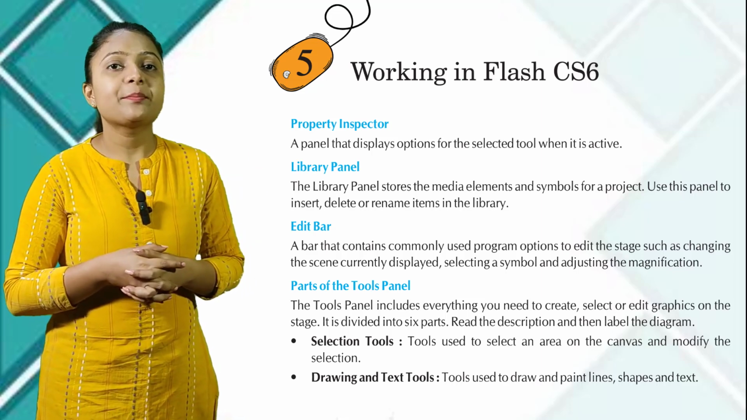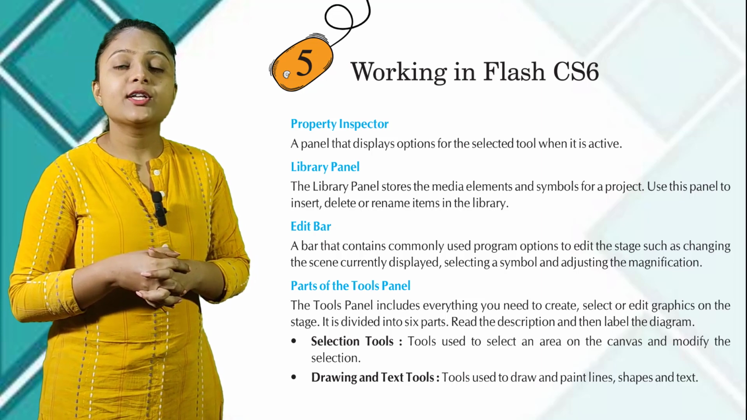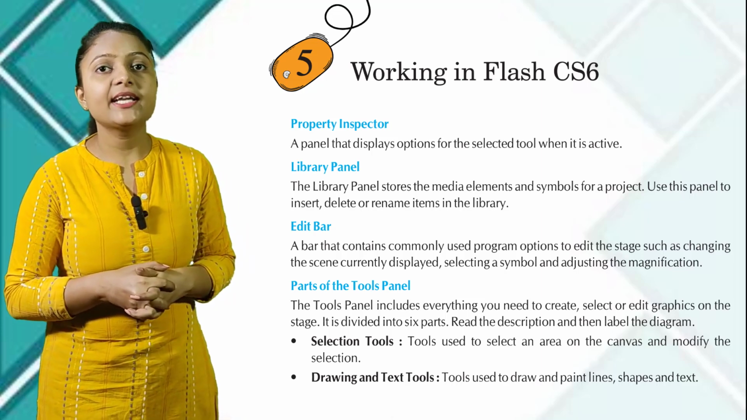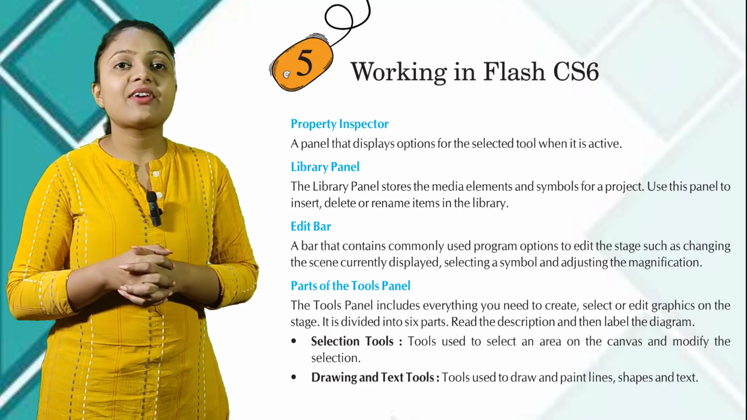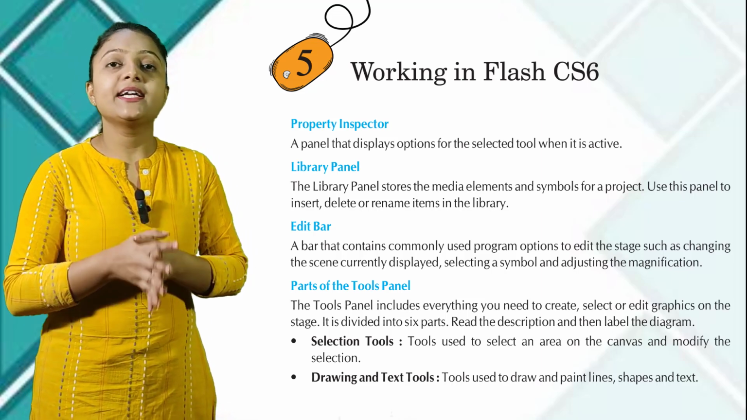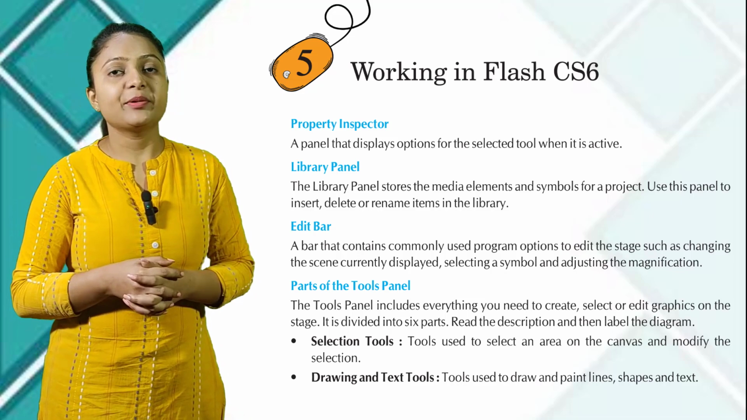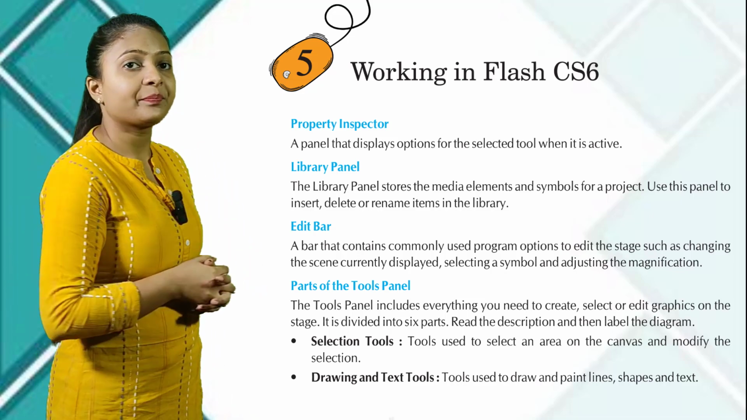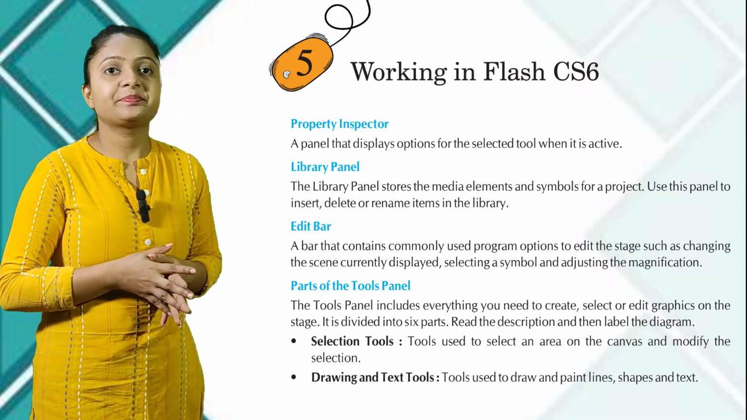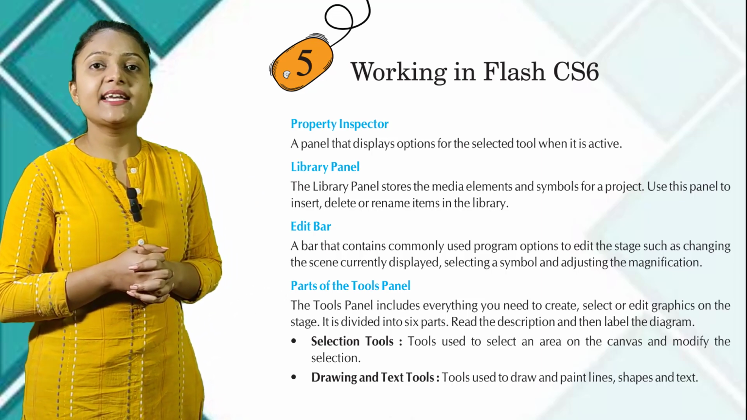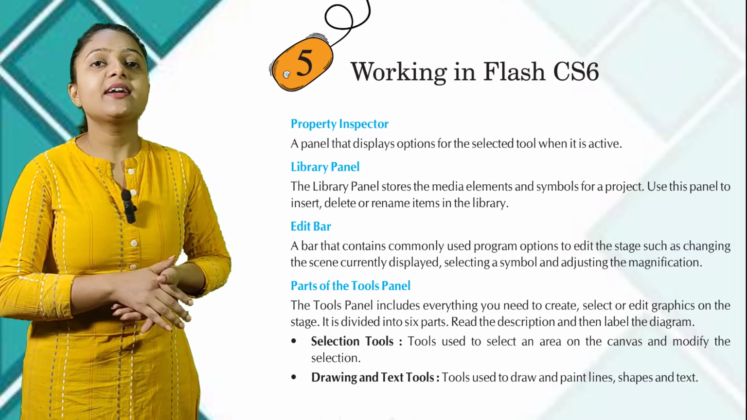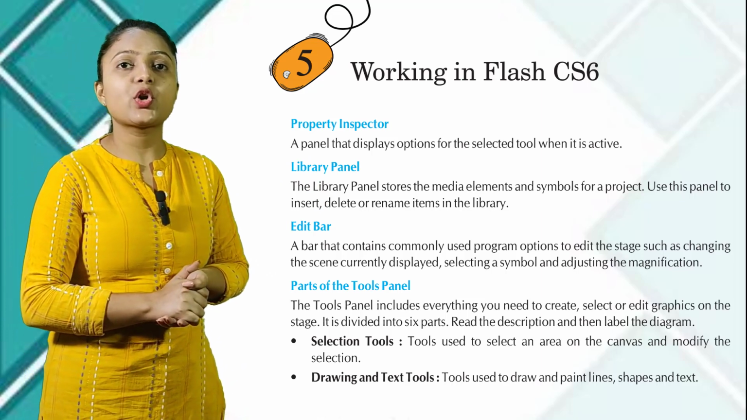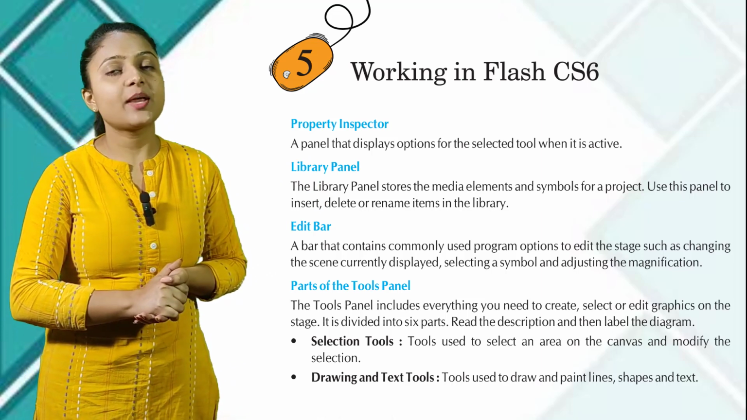Parts of the Tools panel. The Tools panel includes everything you need to create, select or edit graphics on the stage. It is divided into 6 parts. Read the description and then label the diagram. Selection tools: tools used to select an area on the canvas and modify the selection. Drawing and text tools: tools used to draw and paint lines, shapes and text.